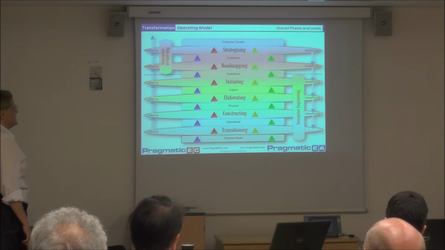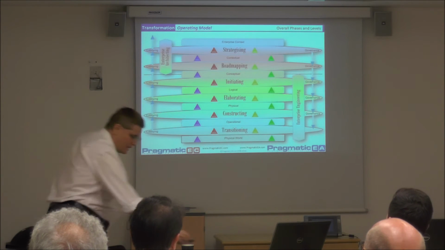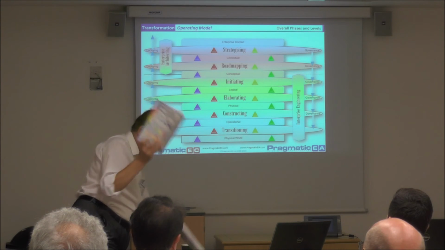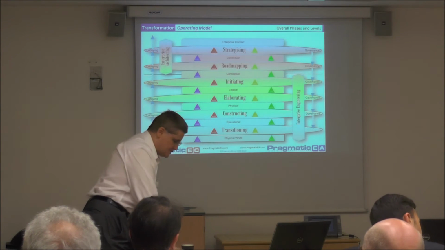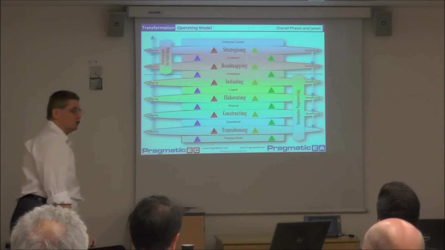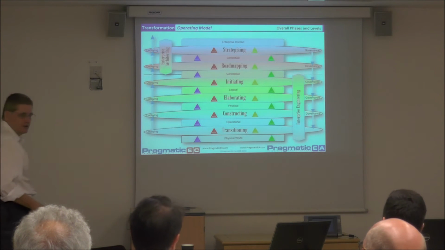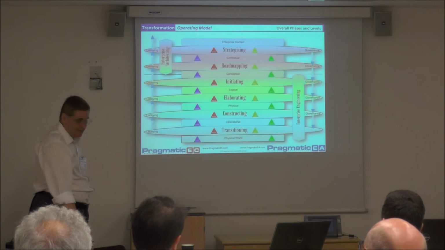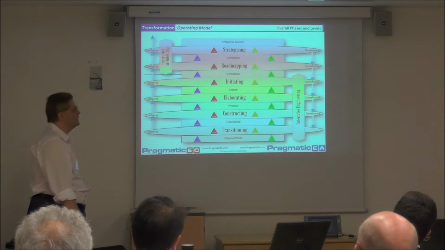So this is the whole operating model for transformation. We do two frameworks. One's called POET, and one's called PM. POET stands for the Pragmatic Operating Model for Transformation. We all know how important the operating model is for an enterprise.